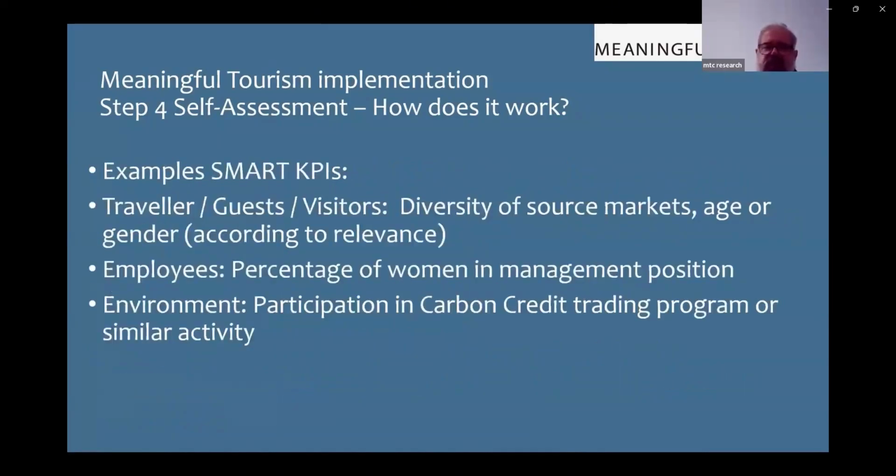So what are these smart KPIs we are talking about? For instance, for travelers or for guests, it will be how diverse is your market? And that can be according to which country people are coming from, which age groups or which gender groups, depending on what is relevant for you. For employees, for instance, how many % of people working with you are women in management positions? And for the environment, are you already participating in a carbon credit trading program or some similar activities to reduce your ecological footprint, and so on?